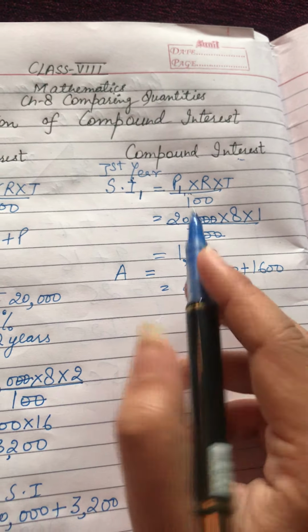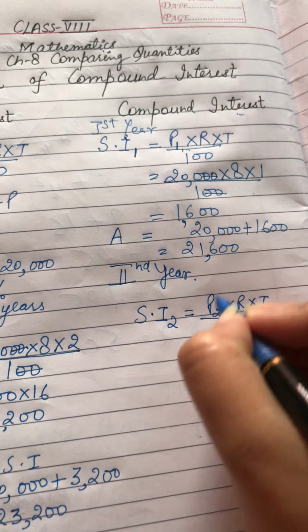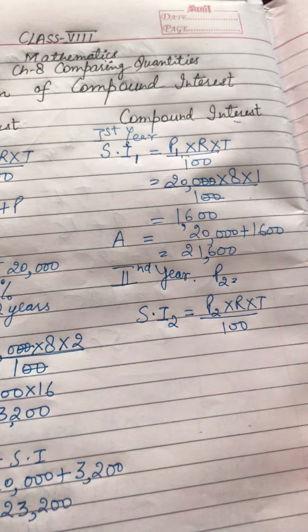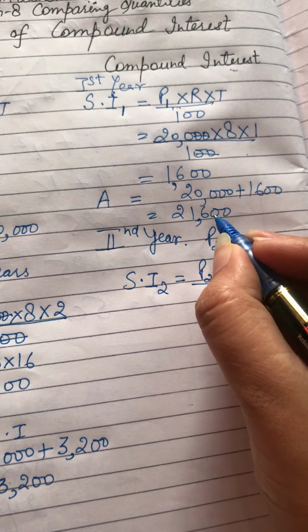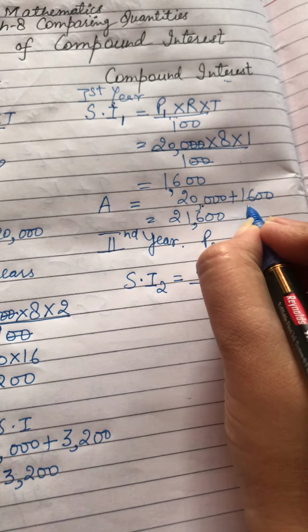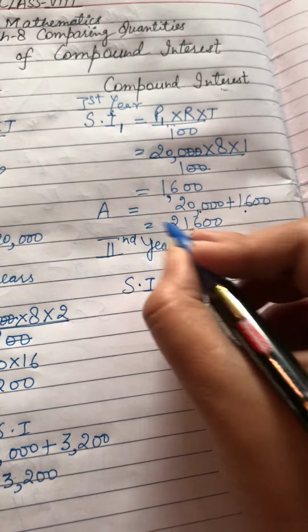Now to calculate the simple interest for the second year, we will have P2. P2 means principal 2. And how will we get this P2? We will get it by adding the principal and the interest of the first year, which was the amount. Now the amount here will become the principal for the second year. This is the change. For the first year we calculated using the formula of simple interest.